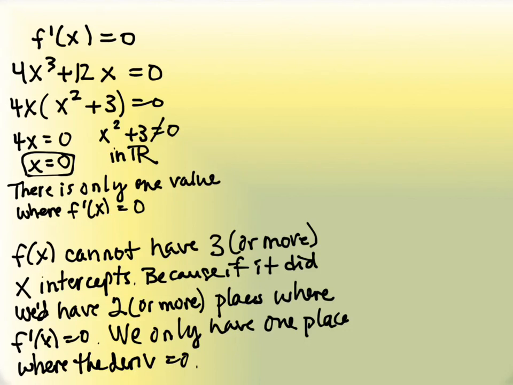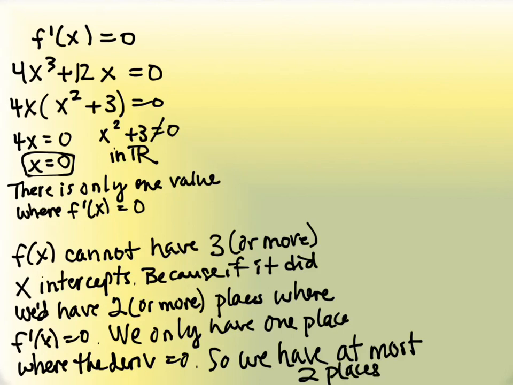So let's see, f of x cannot have 3 or more intercepts because if it did, we'd have 2 or more places where the derivative equals 0. And we only have 1 place where the derivative is equal to 0. So we have, at most, 2 places where f of x equals 0. So we showed, first of all, that we have at least 2 solutions. We showed, second of all, that we have at most 2 solutions. So we have exactly 2 solutions.